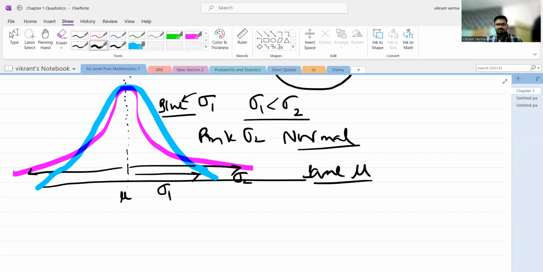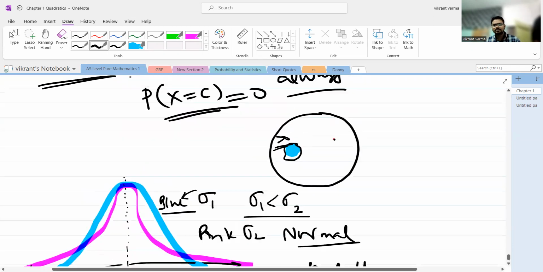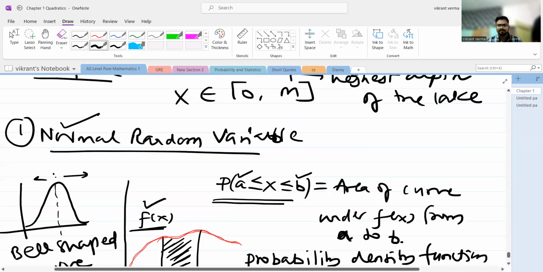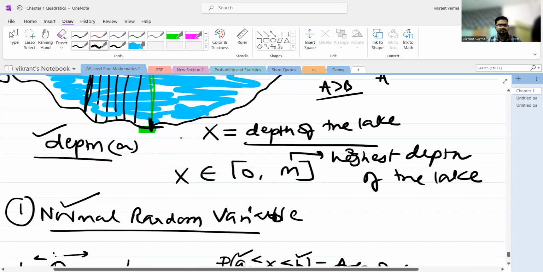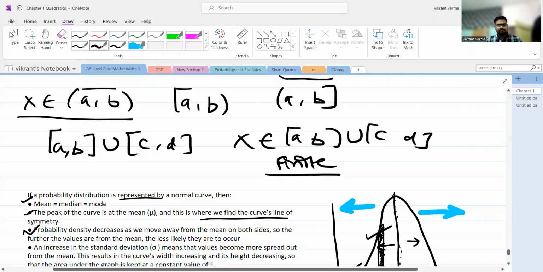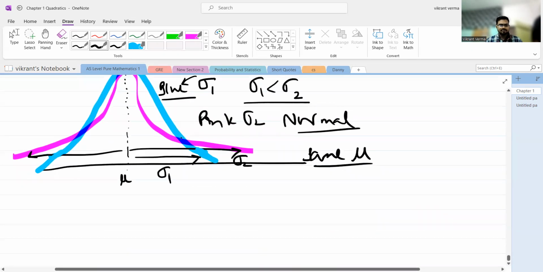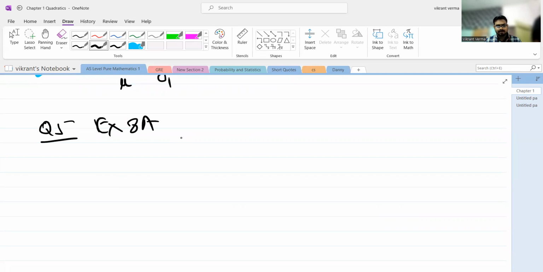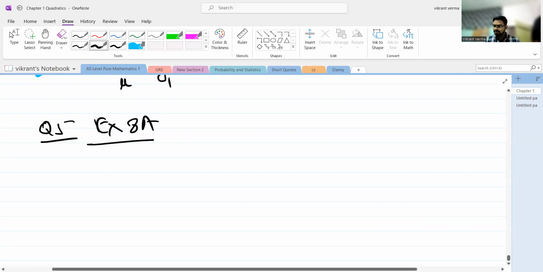Okay, so I think that we have pretty much covered all the theory and concepts required for understanding this normal random variable. So now we will jump on to one question that is present in your exercise. It is question number 5 from your exercise 8A. I will show you the details in short.